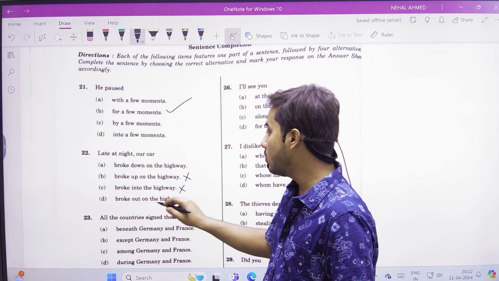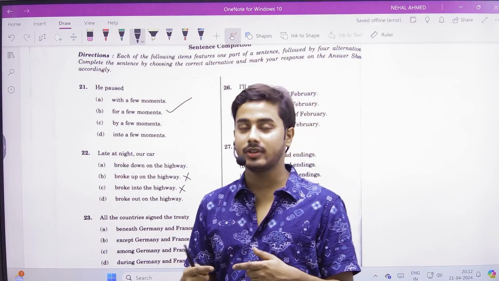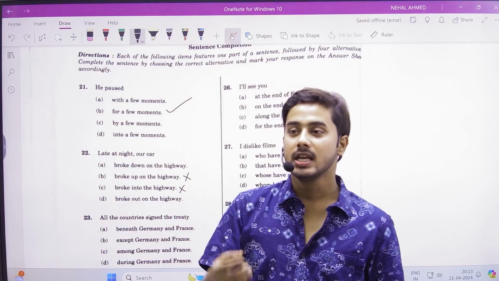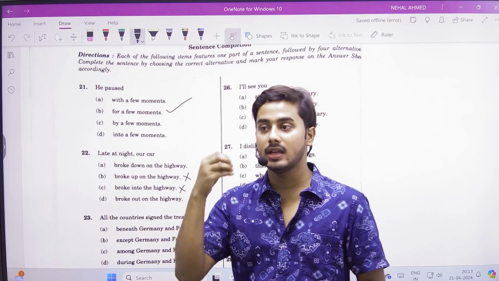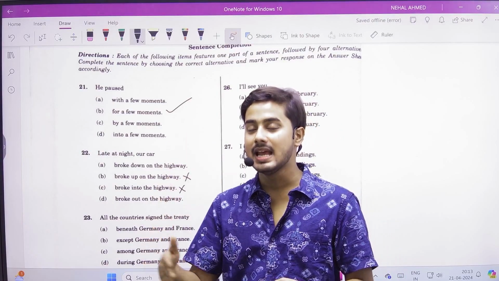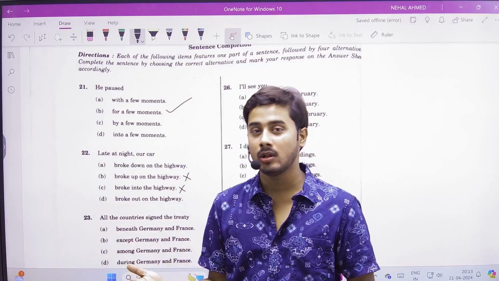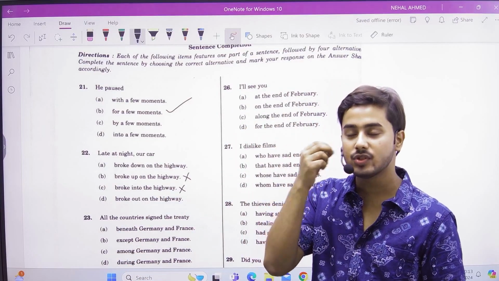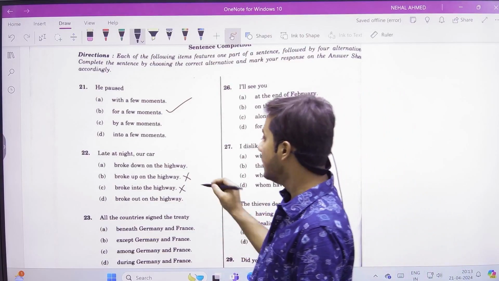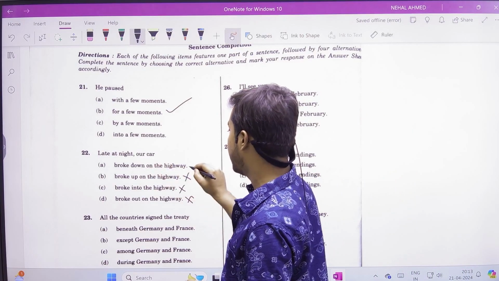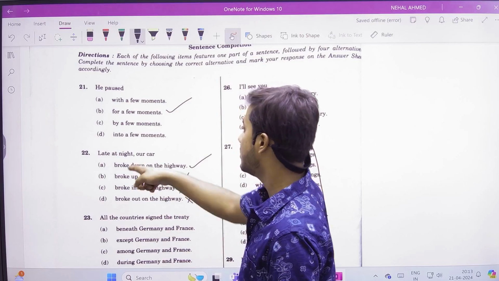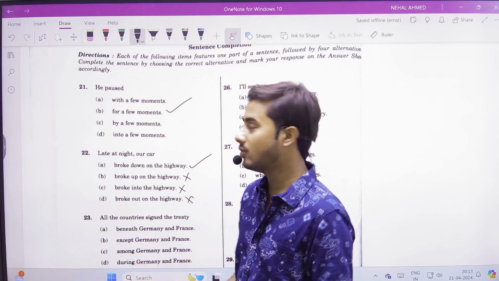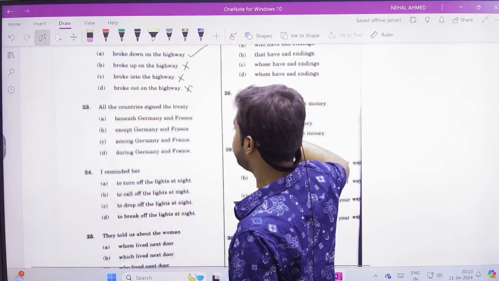Lastly, we have broke out. So broke out is something which has a completely different meaning. At times you might have heard celebrities or maybe someone giving an interview about skin, and they can say that I'm breaking out a lot lately, right? So breaking out mostly refers to, you know, having pimples on your face. So this too is wrong, and thus the first option is the right option. Broke down, not being functional anymore on the highway for a given period of time.